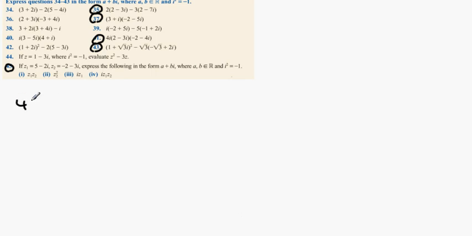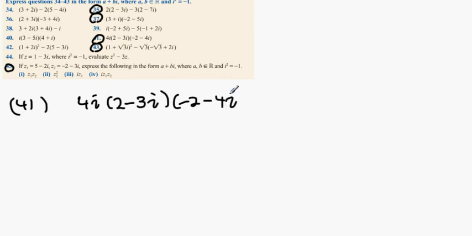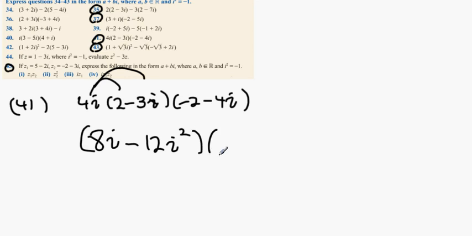On 41, it's done like this: 4i into (2 − 3i). Now we're going to get −2 − 4i. Multiply it out. We're going to get 8i minus 12i². So it's going to be 8i minus 12i². Close that bracket, and then multiply by (−2 − 4i).